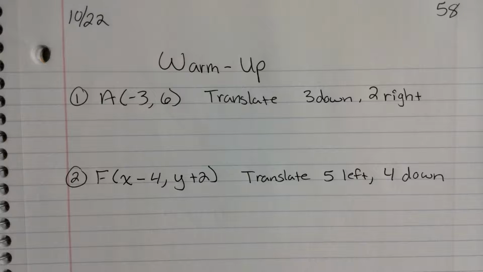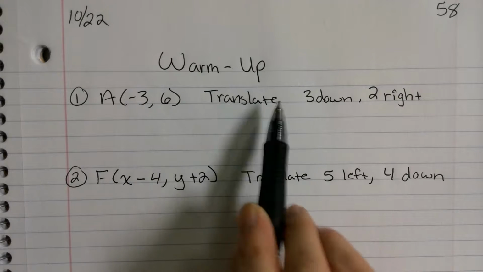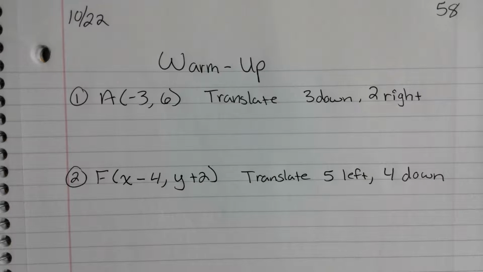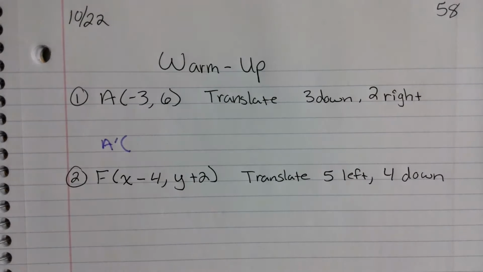Let's go ahead and go over the warm-up. So if we have the point A at (-3, 6), and we're translating 3 units down and 2 units right, where will A prime wind up being located? What are the coordinates for A prime? Ethaniel? -1 and +3. Very good.